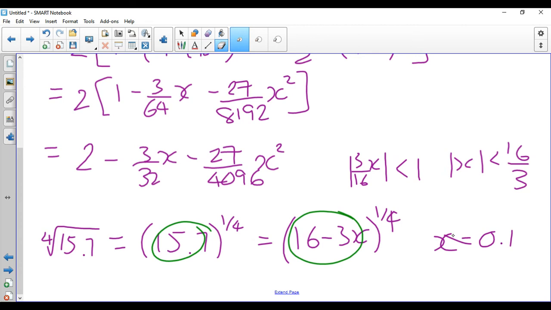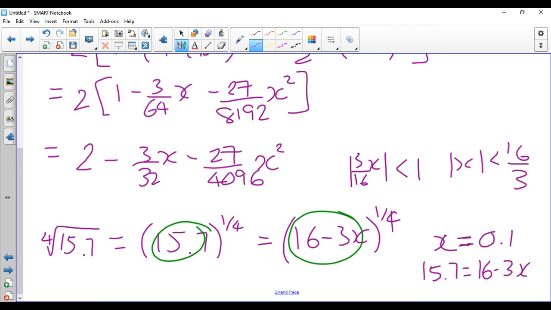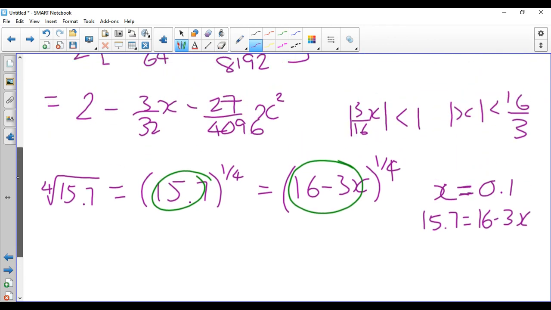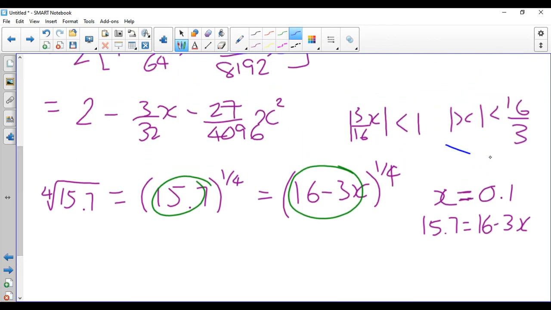Okay. So I've got my x, so if you want to solve it manually, of course, what I'm doing is saying 15.7 equals 16 minus 3x and solving it with a bit of rearranging or in your head. Now, quick check, 0.1 is safely less than my 16 over 3 that I had up here, so I am allowed to use it. And if I put 0.1 into my expansion, I will get an estimate for the fourth root of 15.7. I won't have to do any multiplying.